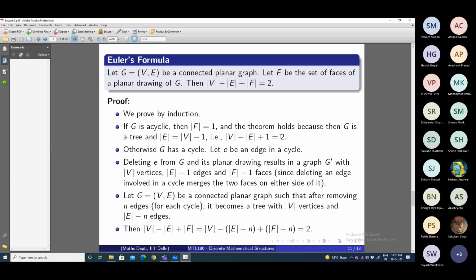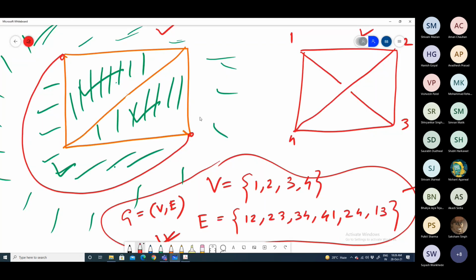Now suppose G has a cycle and let E be an edge of a cycle. Then if we remove the edge E, the number of vertices will be the same. The number of edges will be 1 less, and the number of faces will be 1 less. Why? You can see the regions here. Here the number of faces is 4, right?